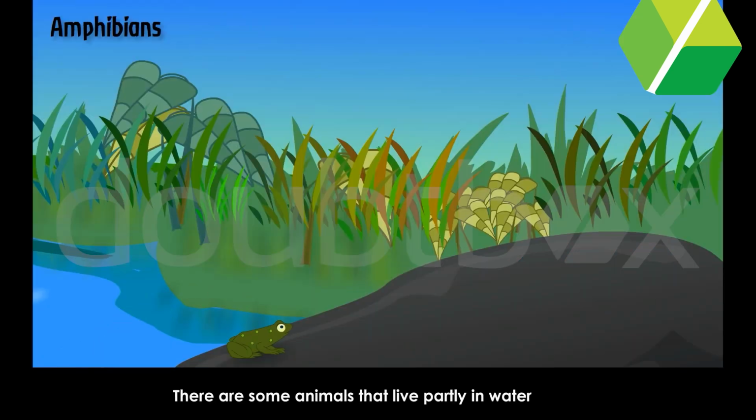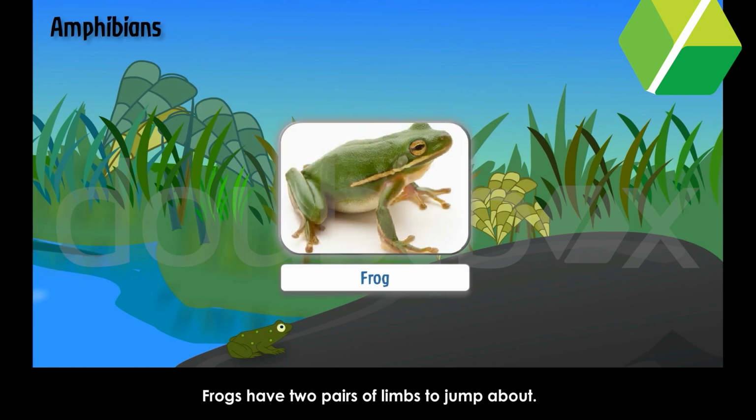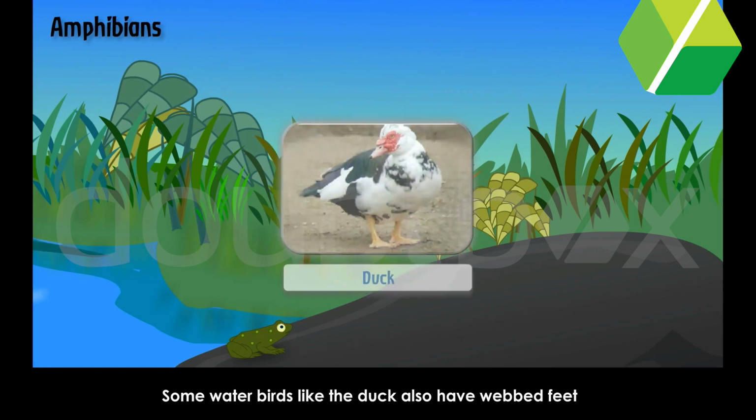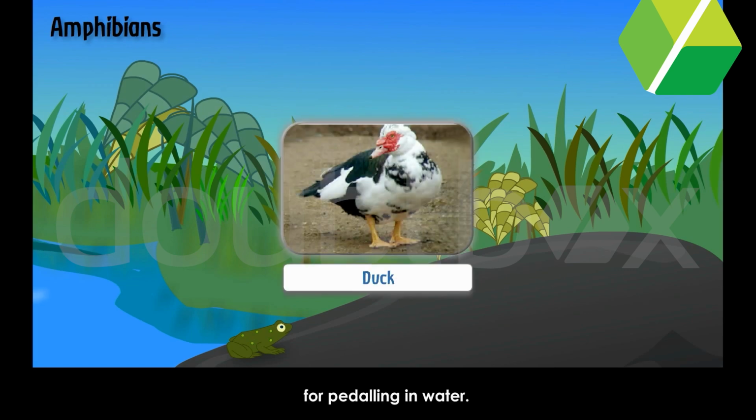Amphibians. There are some animals that live partly in water and partly on land. They are called amphibians. Frogs live partly in water and partly on land. Frogs have 2 pairs of limbs to jump about. The pair of webbed feet at the back helps them to swim. Some water birds, like the duck, also have webbed feet for paddling in water.